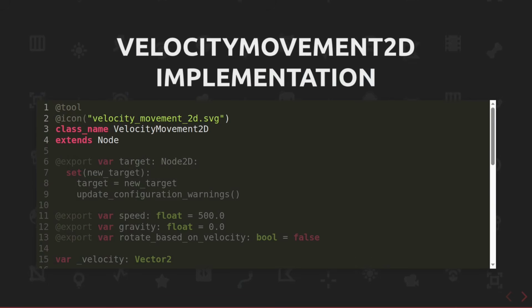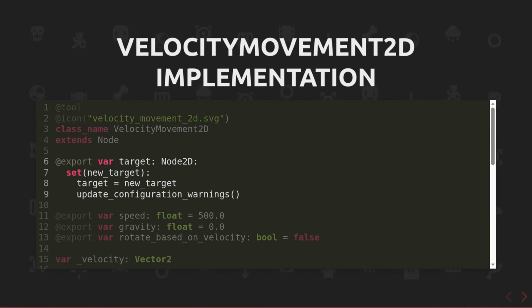After providing the custom icon, we provide the custom class name, and we extend the Velocity Movement 2D component from the Node class, not from Node2D, because we have a different target reference which we want to move, and that will be a Node2D, but this node itself needs no coordinates or anything like that. Next, we define an export variable for the target, which is a Node2D, and provide a custom setter function. This is only needed so it can call update configuration warnings, so a warning message can be displayed if there's no target set for this component.